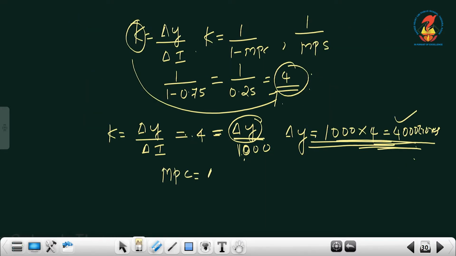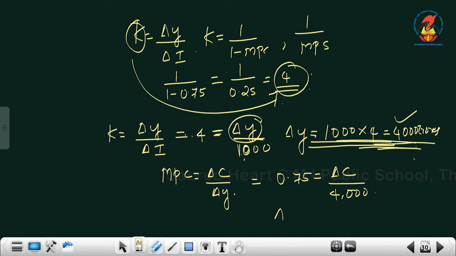MPC is equal to delta C by delta Y. What is the value of MPC? MPC is equal to 0.75 is equal to delta C by delta Y. You don't know the value of delta C, but you know the value of delta Y. Delta Y is equal to 4000. So what is delta C? The value of delta C thus becomes, change in the consumption will be equal to 3000 crores, right?